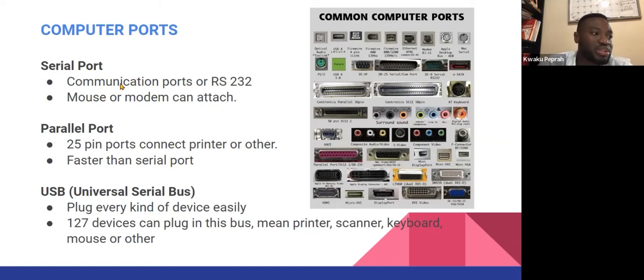The serial port is a communication port. You can connect the mouse and the modem to it. And we also have the parallel port. Here it is, the Centronics parallel 36 pin. We also have the 25 pin port, which connects printers and other devices. It is faster than the serial port, and it transfers data faster.